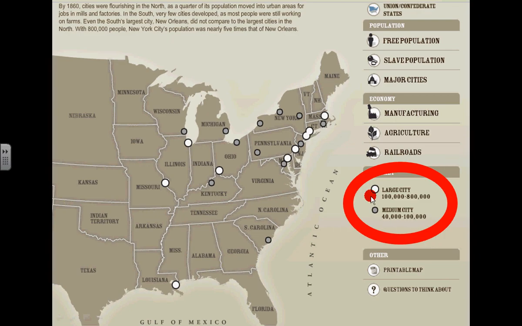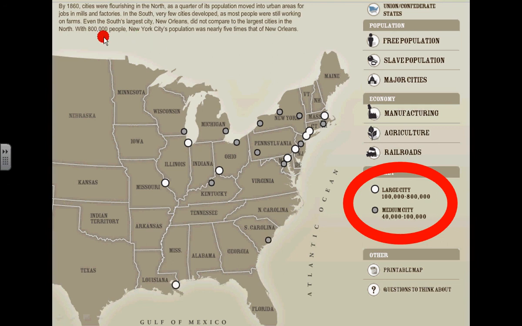I circled this over here because what they did on this map was they put a white dot in what they consider to be a large city. So that's between 100,000 people and 800,000 people. And then the medium cities, a little bit smaller, 40,000 to 100,000 are in gray. So again, look at this corridor up here in the northeast. In the south, you only have a couple major cities, Charleston, South Carolina, and then New Orleans down here.